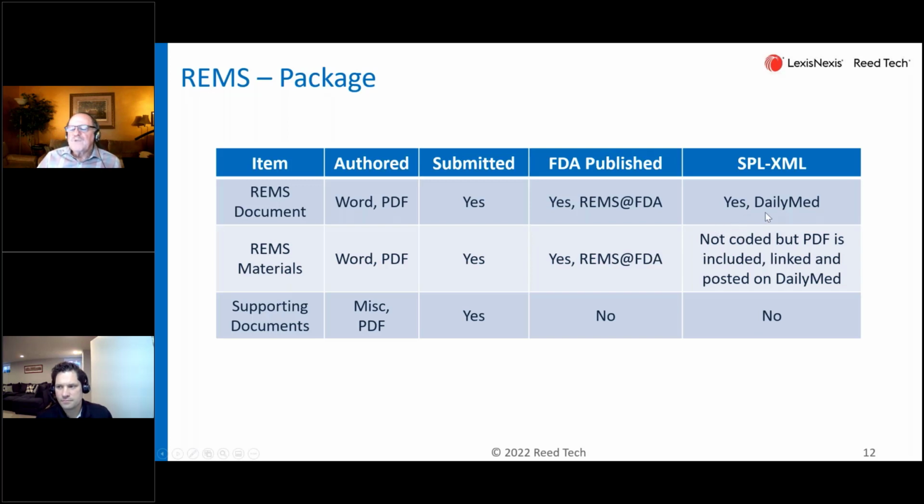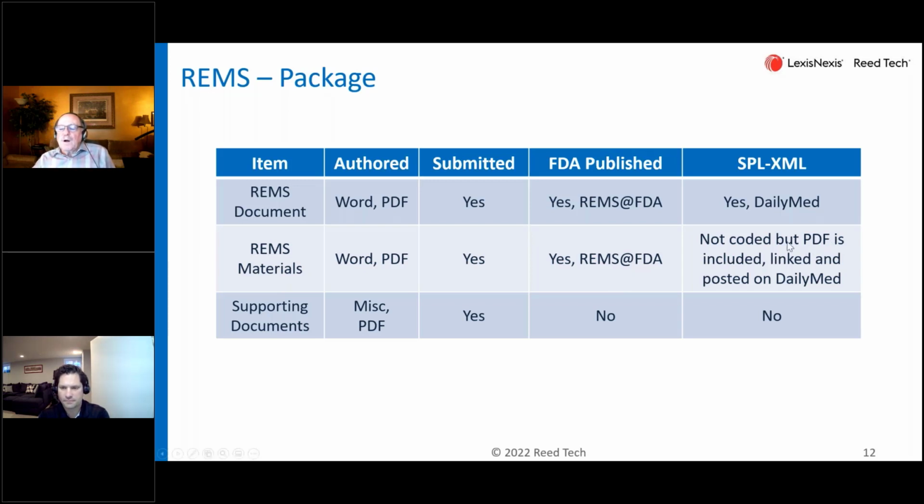So I think David is going to talk a little bit more about that, but this has been a slow adopter by industry. I think as of today, 4 of the 62 REMS are actually published in DailyMed. That will probably go up considerably near the end of this year, and then certainly into next year. Now, the REMS materials, those are those standalone documents, again, Word, PDF type of content. They're submitted, and they're also available on the FDA website.